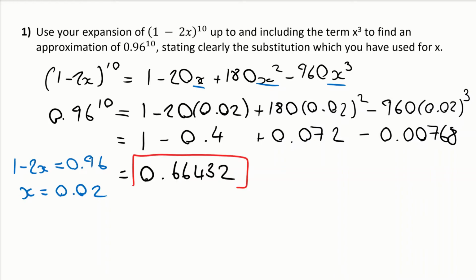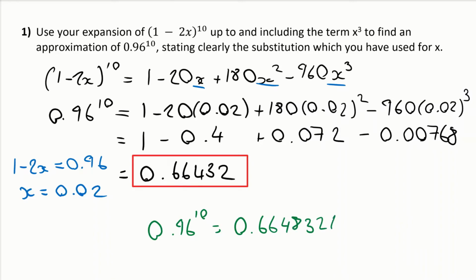And if we were to calculate all of that together now, that would just give us 0.66432. Now let's actually compare that to when we calculate 0.96 to the 10 in our calculators. We get 0.664832636 approximately, which is quite close to our approximated estimated version.